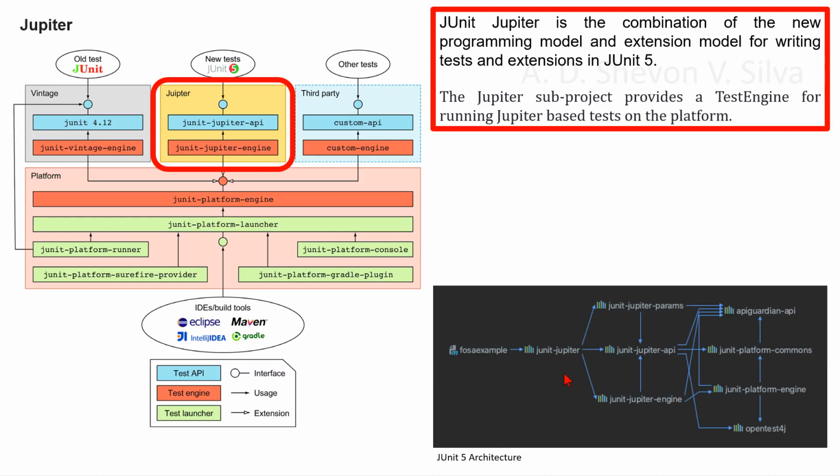Here the JUnit Jupiter aggregates artifact transitively pulls in dependencies on JUnit Jupiter API, JUnit Jupiter Params, and JUnit Jupiter Engine for simplified dependency management in build tools such as Gradle and Maven.